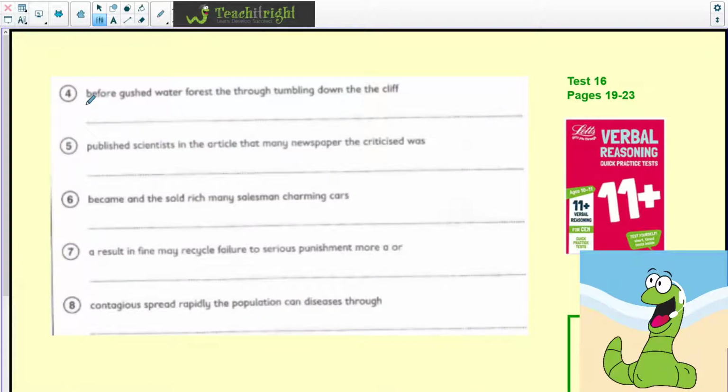Number 4, what have we got here? Before gushed water forest the through tumbling down the cliff. So the sentence we're looking for here for number 4 is the water. The water gushed. When something gushes, it goes really quickly. So gushed through. Trying to write a little bit quicker. Through the. Now, what would it gush through?